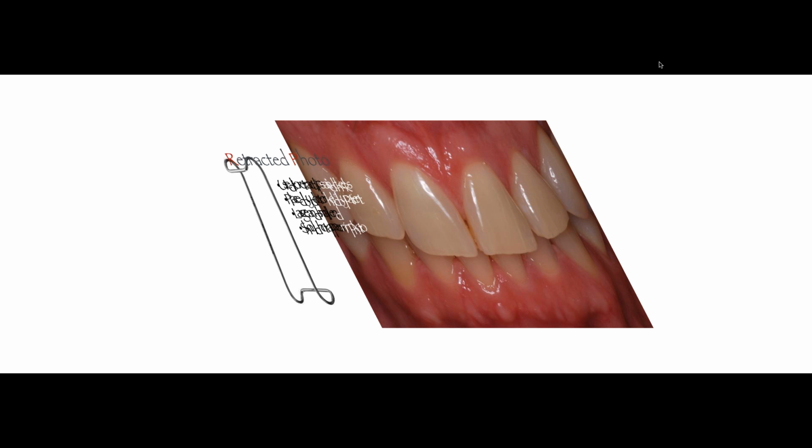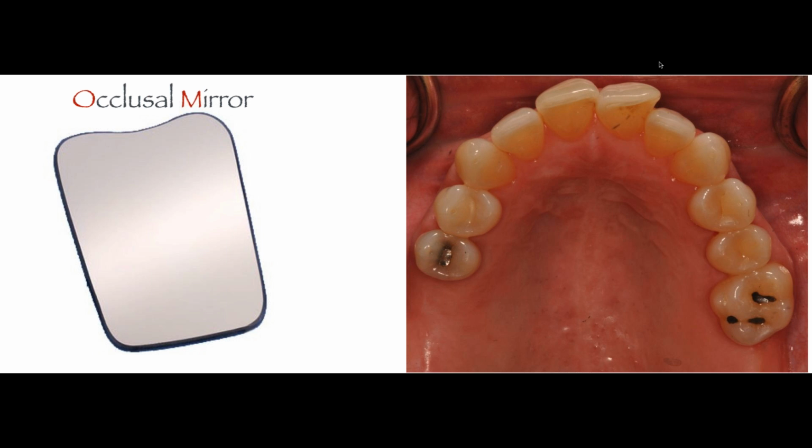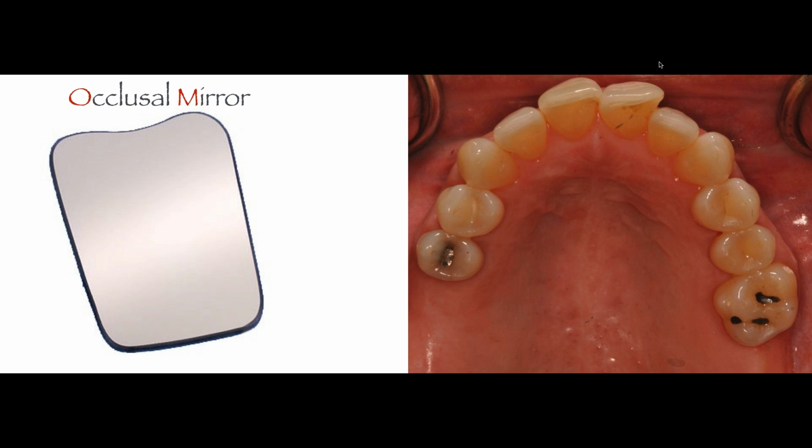And there's a large end and a small end. The large end is for this photo, and it should not appear in the photo. So the lips or cheeks should be very well retracted, and this should not appear in the photo. The occlusal mirror is used obviously for the occlusal maxillary and mandibular shots. And here's an occlusal photo of the maxillary arch.